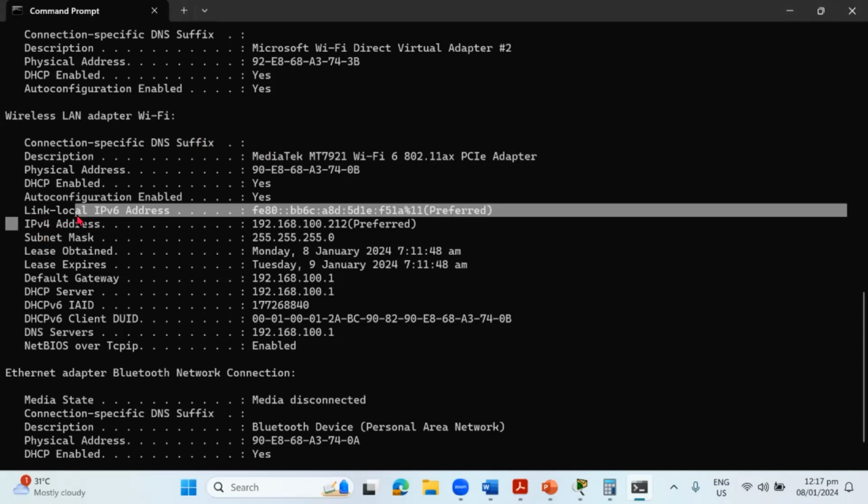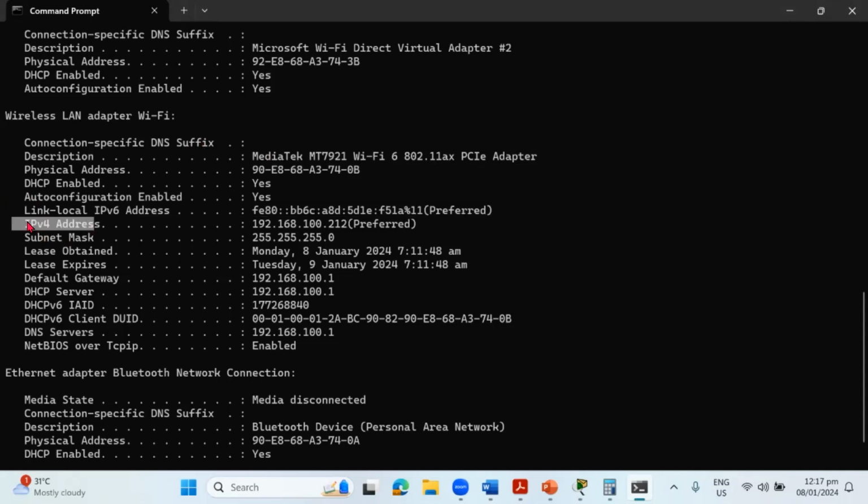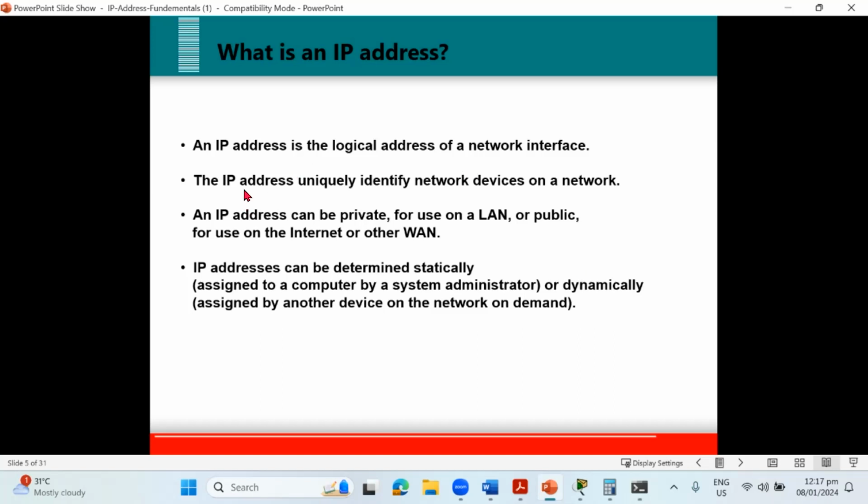So this is the logical, this one, IPv4 or the IP address. This is the logical address, meaning pwede mabago yan, depende kung anong available. Pwede mo baguhin manually or you can configure it automatically. Kaya tinawag siyang logical. Sabi dito, the IP address uniquely identifies network devices on the network. Yan sabi natin kanina, the IP address must be unique, so dapat wala siyang katulad o kaparehas.